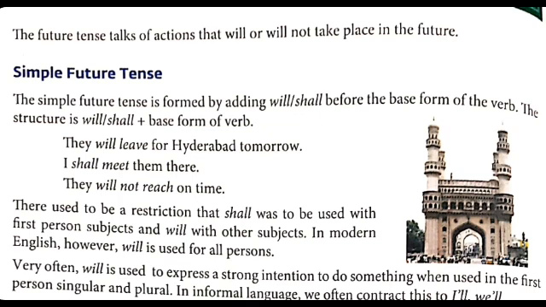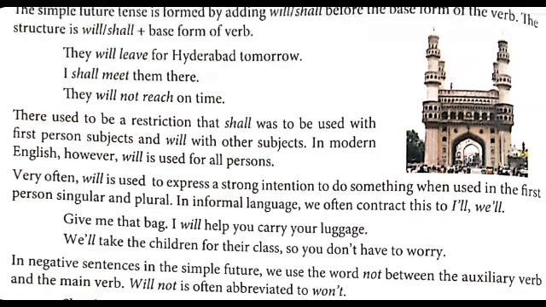Usually we use shall with a first person subject and will with the other subjects. In modern English, however, will is used for all persons. Very often will is used to express a strong intention to do something when used in the first person singular and plural. And in formal language, we often contract this to I'll and we'll.